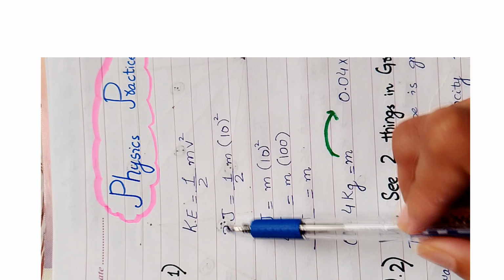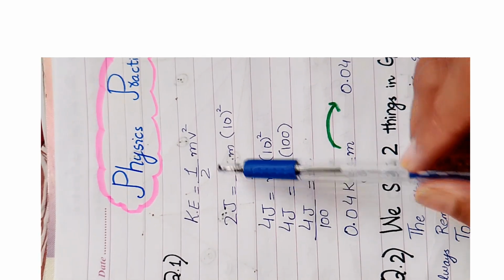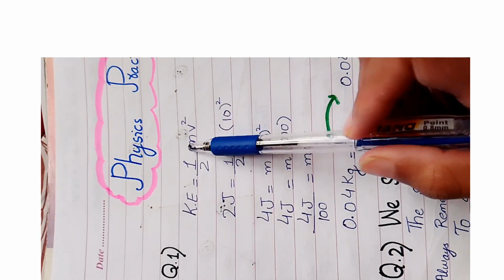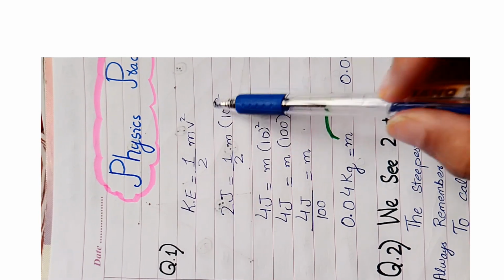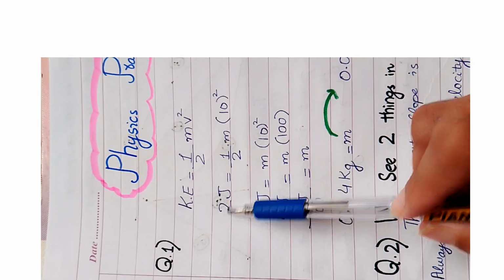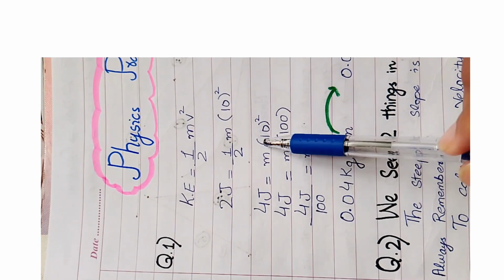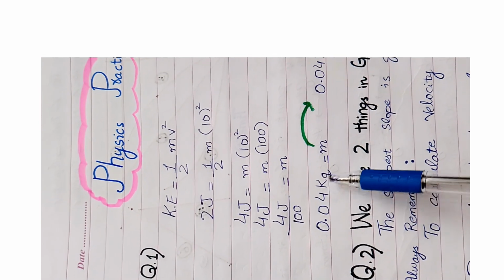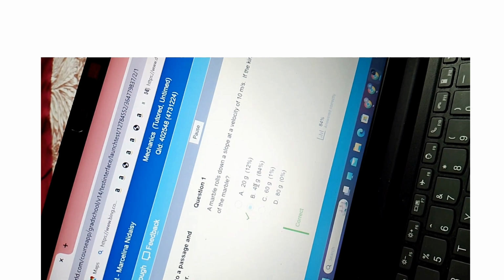The value of kinetic energy is 2 joules, so we just put 2 joule here, which is equal to a half mv square, and the velocity is 10 meter per second, so we just put the value of velocity, that is 10 square. Then when the 2 came here, it becomes 4 joule, which is equal to m times 10 square, and 10 square becomes 100, so 4 divided by 100 is equal to 0.04 kilogram, and when we convert it into gram, it becomes 40 gram, because in the options there was no option in kilogram, so we have to convert the unit to gram. I hope this is clear to you. If you have any difficulty in this, you can ask me on WhatsApp.